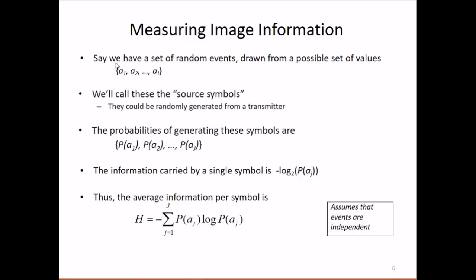Say we have a set of random events drawn from a possible set of values A1 to AJ. We will call these the source symbols. They could be randomly generated from a transmitter, and the probabilities of generating these symbols are P of A1, P of A2, and P of AJ. The information carried by a single symbol, as I just mentioned, will be minus log P of AJ. Assume that events are independent. The average information per symbol is given by minus sum of P log P, and this is a kind of entropy.